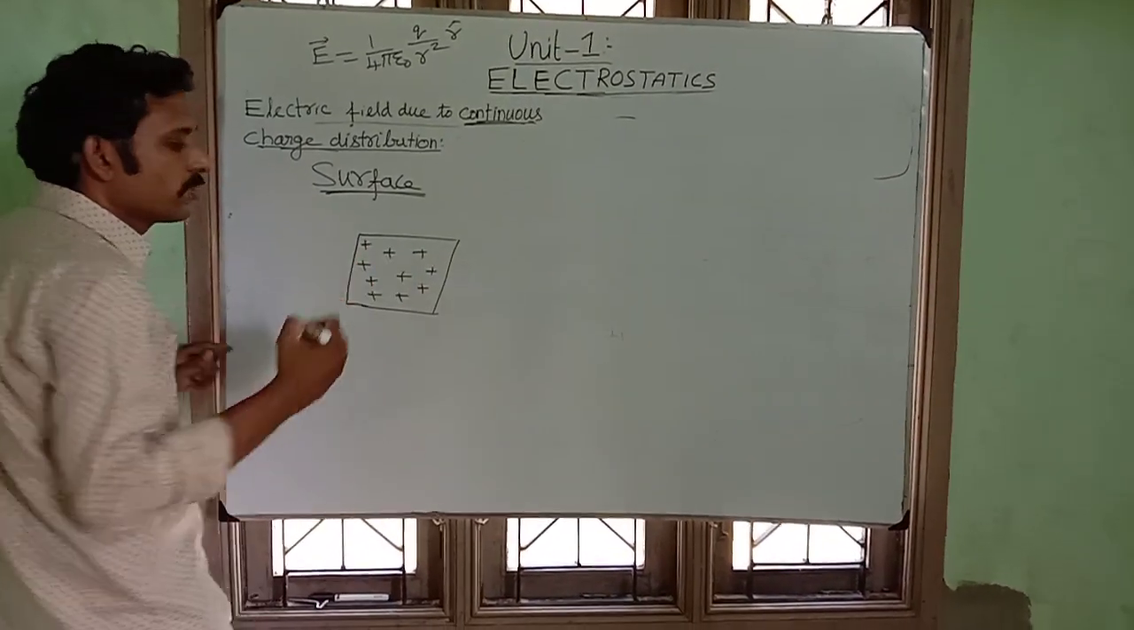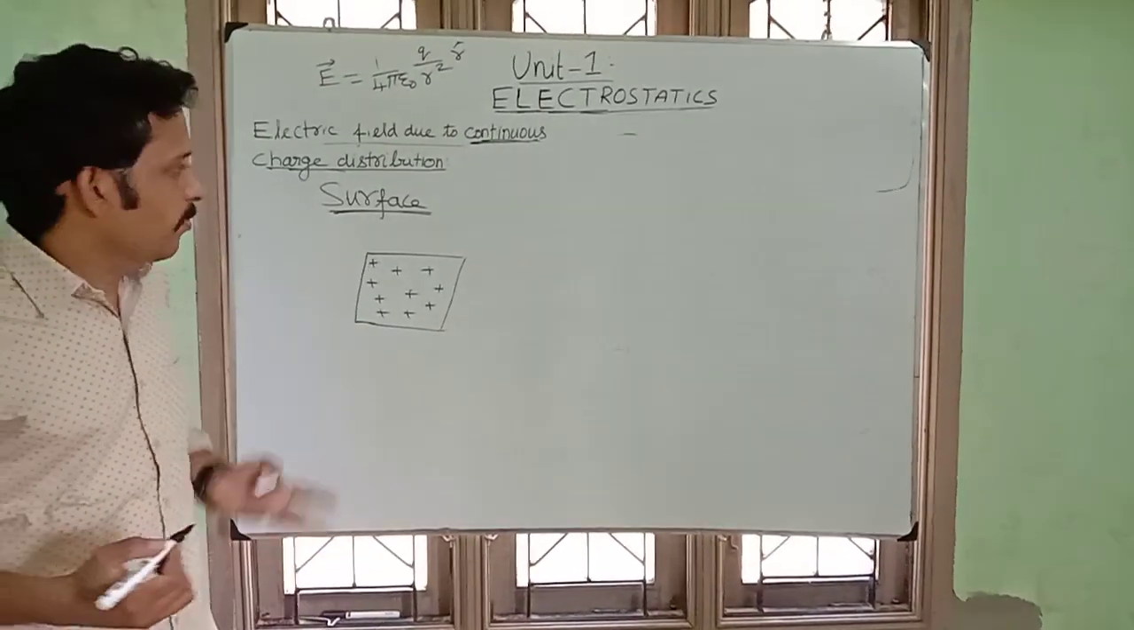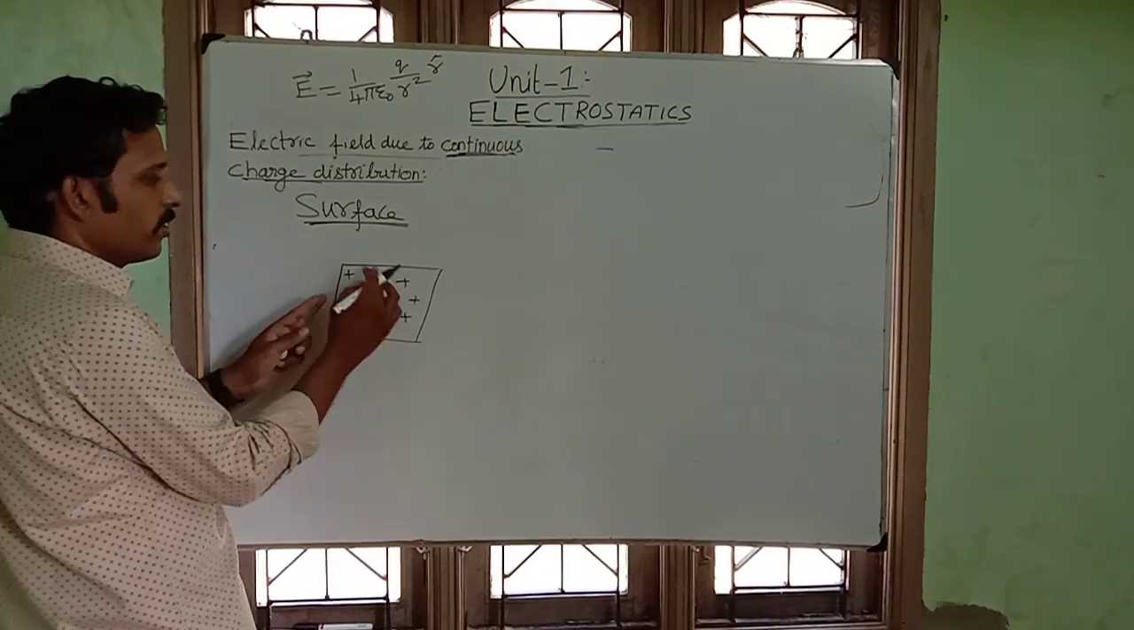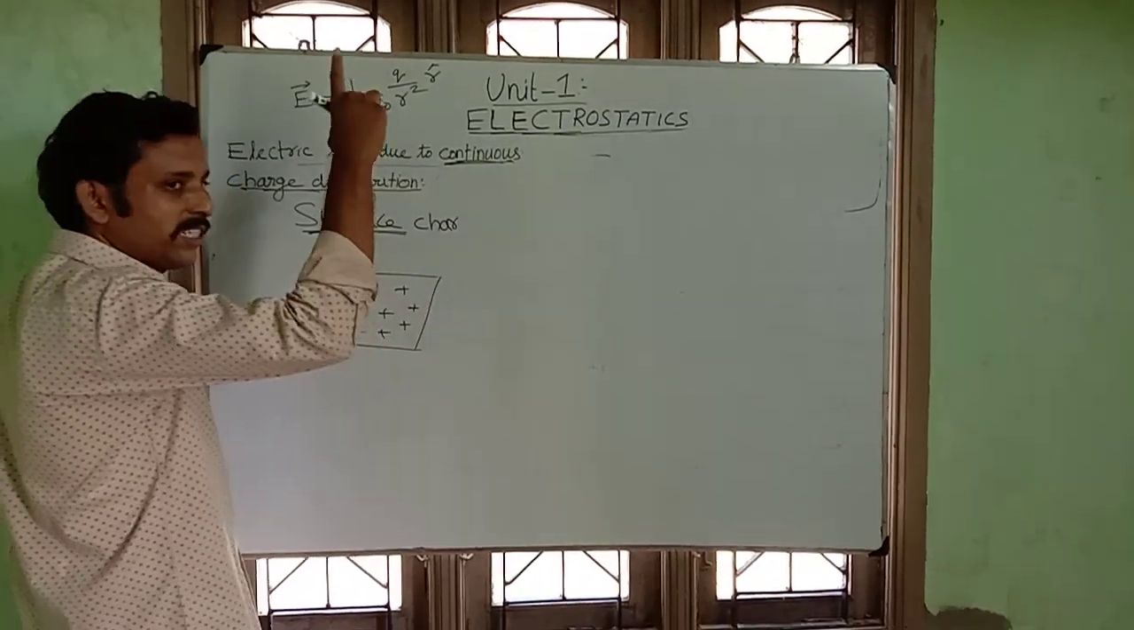More number of charges. Now how will you calculate the electric field? Again you need the help of the integration method, that is the calculus integration method. So this is a surface. For a surface we have surface charge density, whereas there we had linear charge density.